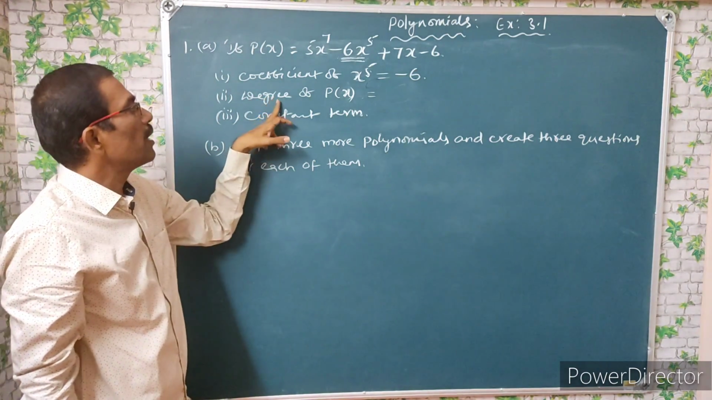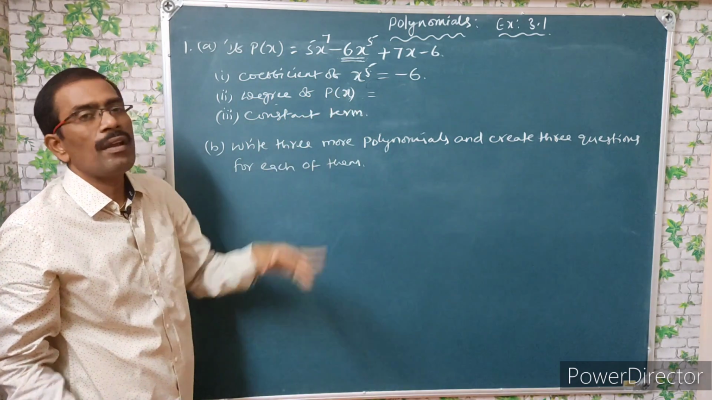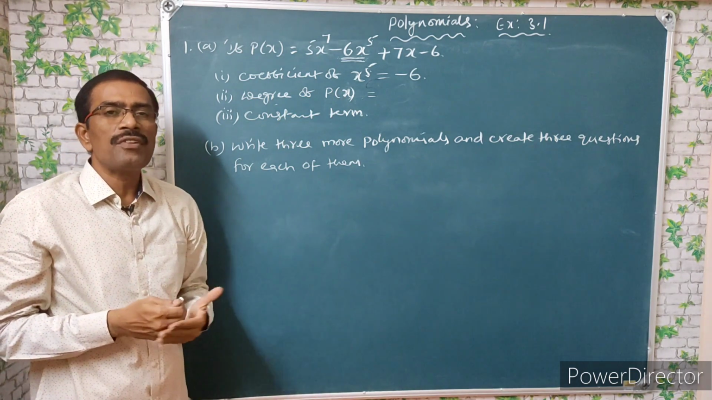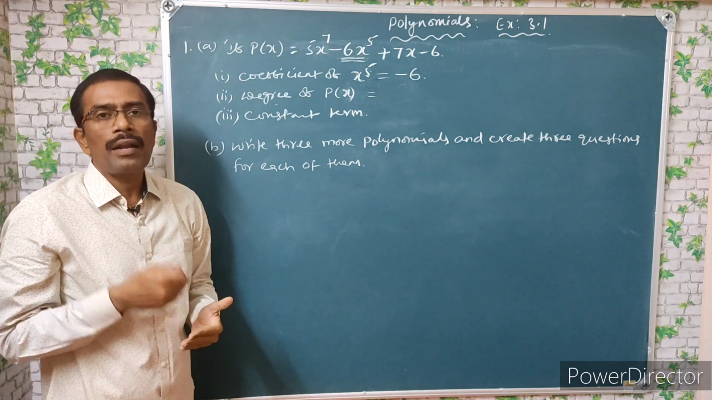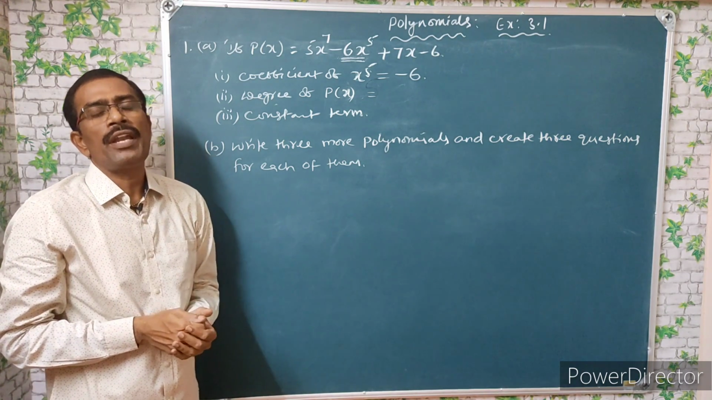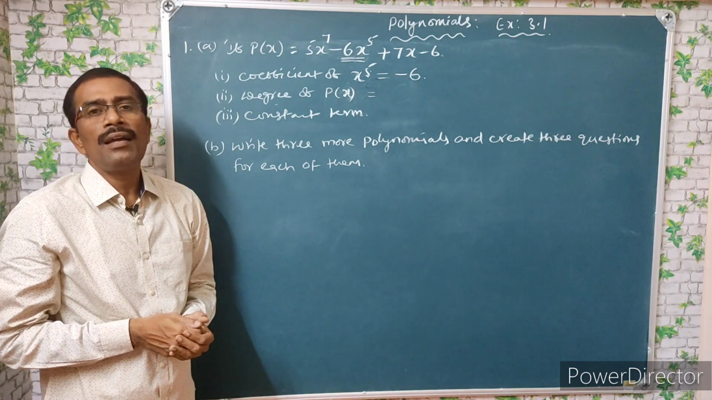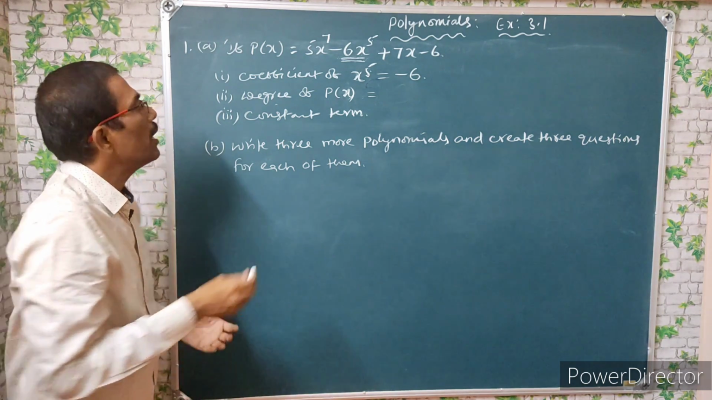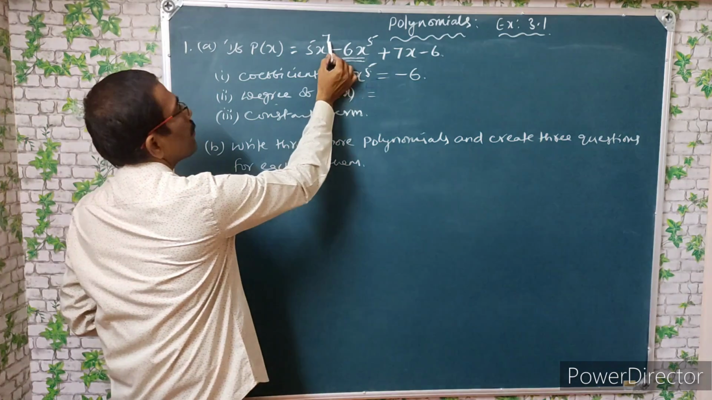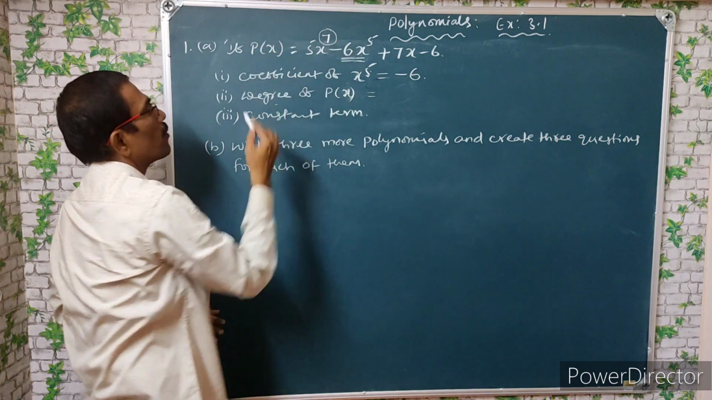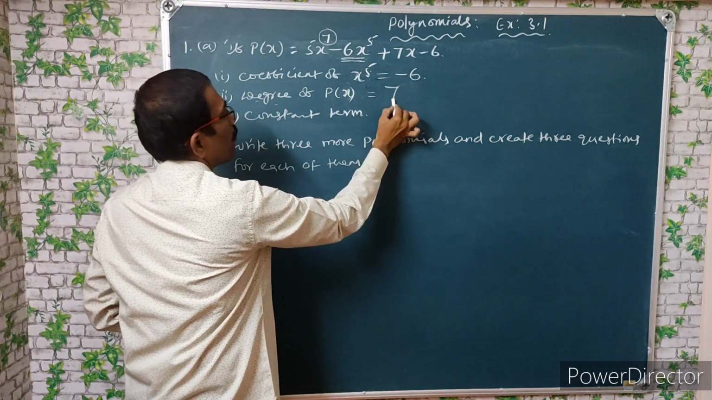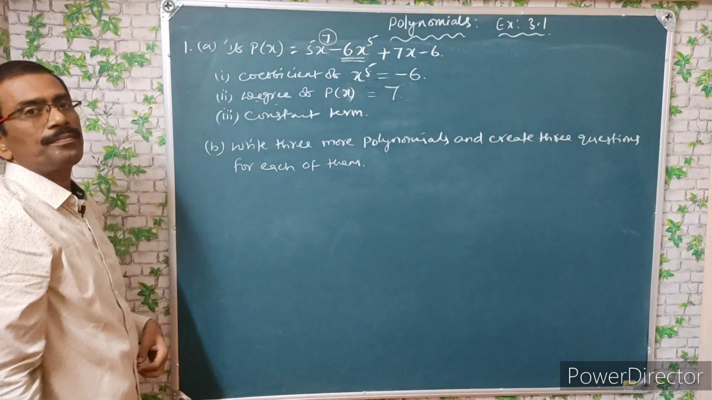Okay, next, degree of the polynomial p of x. What is the definition of degree of the polynomial? The highest or greatest power of the variable in any polynomial is called the degree of the polynomial. Here what is the highest power? Here 5 is there, here 7 is there. So 7 is the highest power. So the degree of p of x is 7.